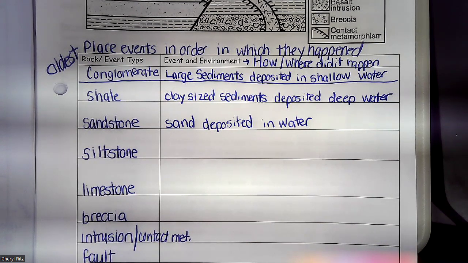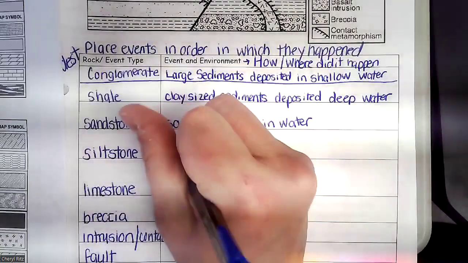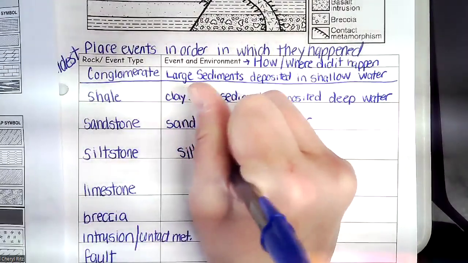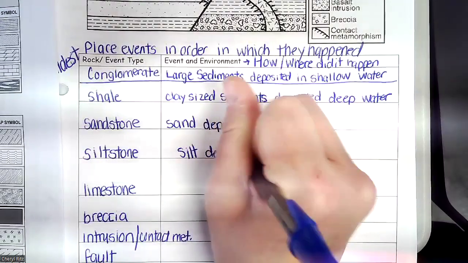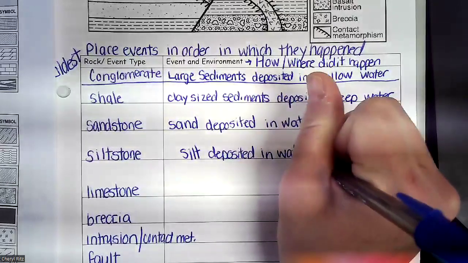How about siltstone? What's that made out of? Silt. And again, silt's in the middle. It's not the smallest. It's not the largest. So we just say, again, silt deposited in water.